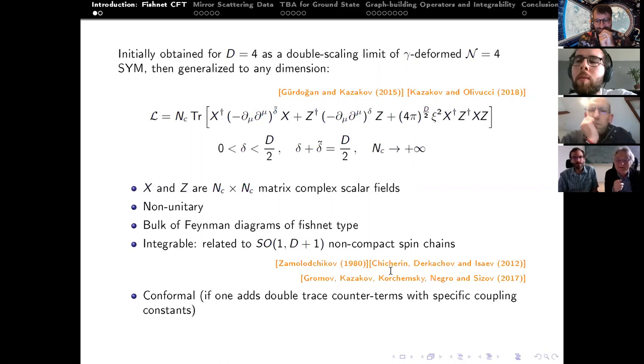Finally, this theory is conformal. Technically, you have to be more precise and add the counterterms to make it conformal. But because I will be considering operators of length, say, 3 or more, the counterterms will have no impact on the two-point functions in the planar limit. So I'm not going to bother.